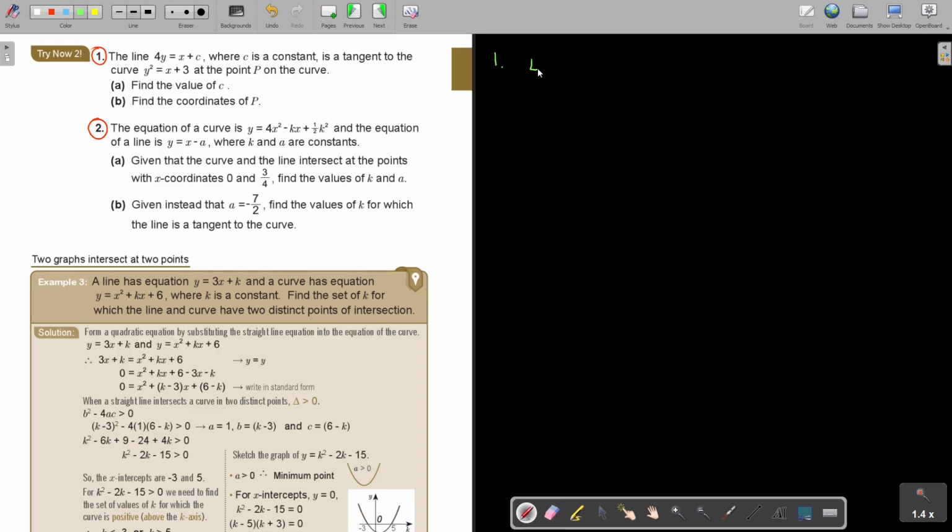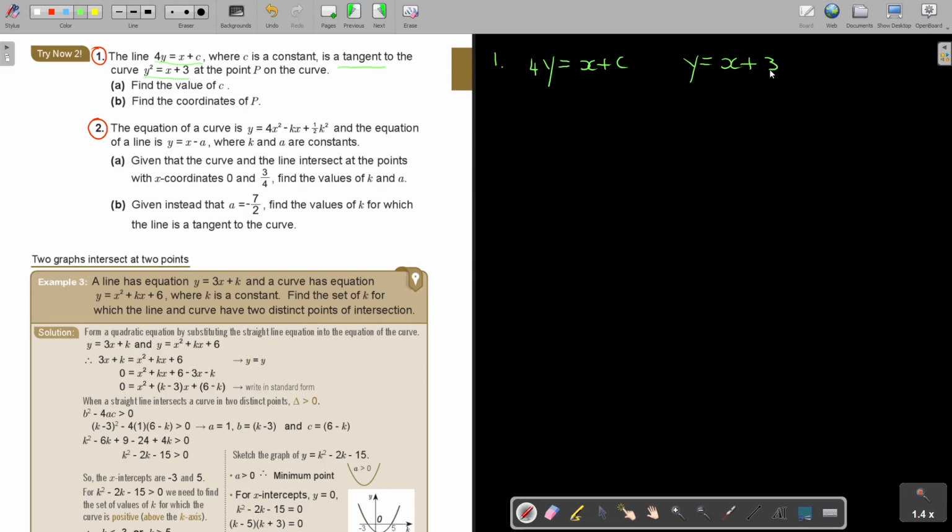My two equations: 4y equals x plus c, where c is a constant, is a tangent, do you see the word, to the curve. So there are the two equations, and they meet at the point P on the curve. And then this is the curve.